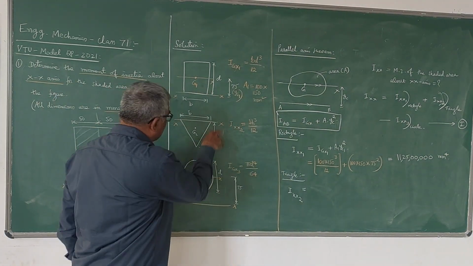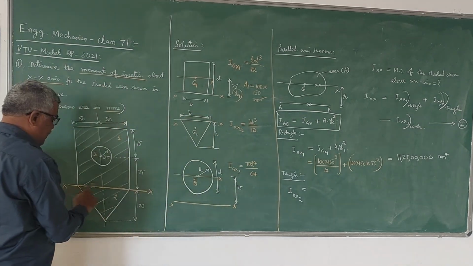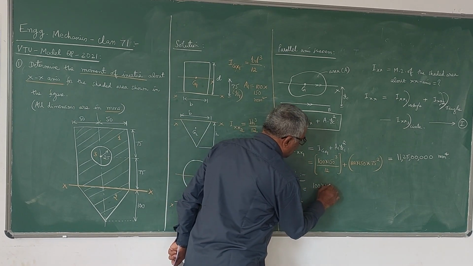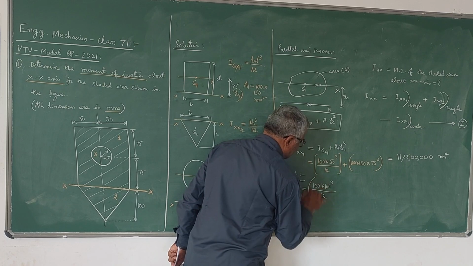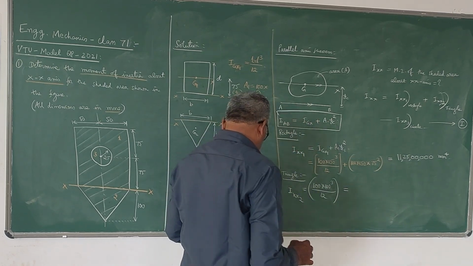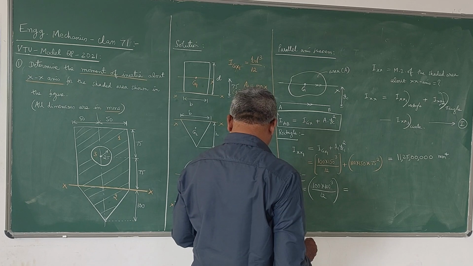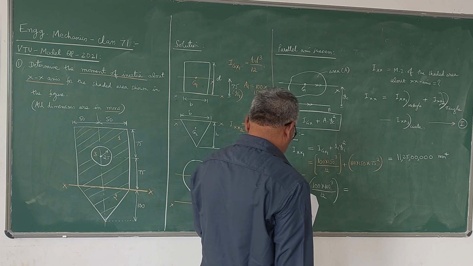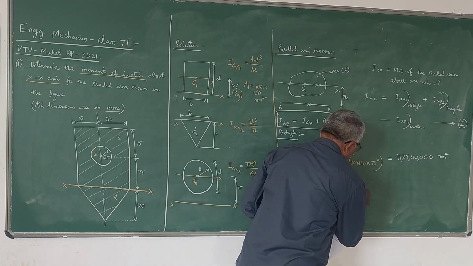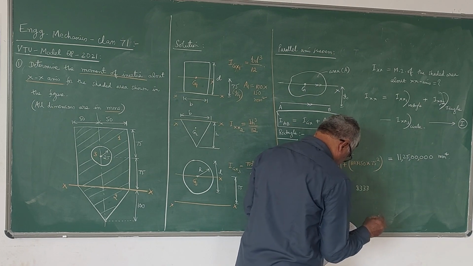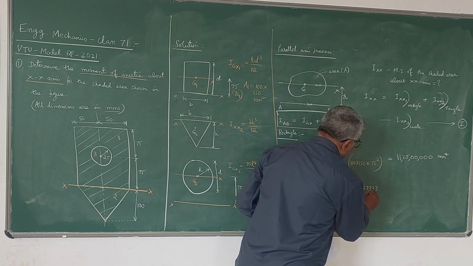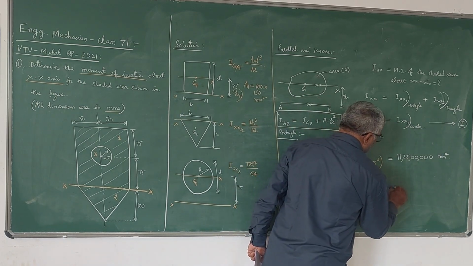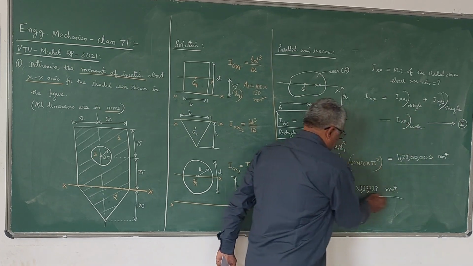bh cube by 12 for the triangle: B is 100. This is B, this is H. So 100 into 100 cube, divided by 12. So that's all. This is about the base itself. So the value for this I will take as 8333333, that is 83 lakhs 33,333 millimeter power 4. So directly you can get it. So Ixx1 we got, Ixx2 we got.